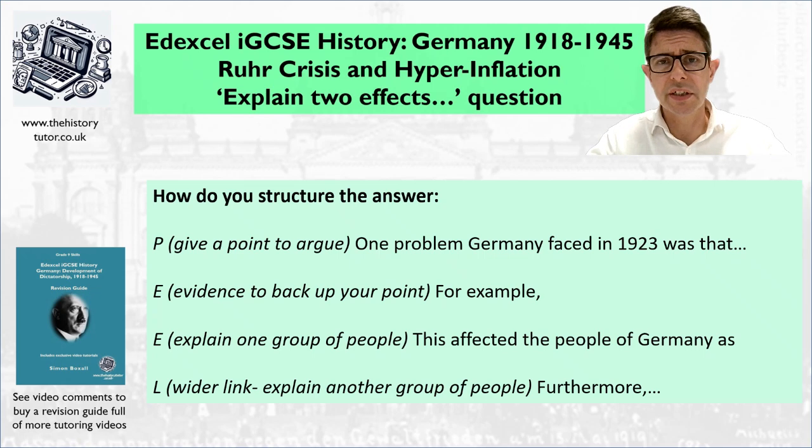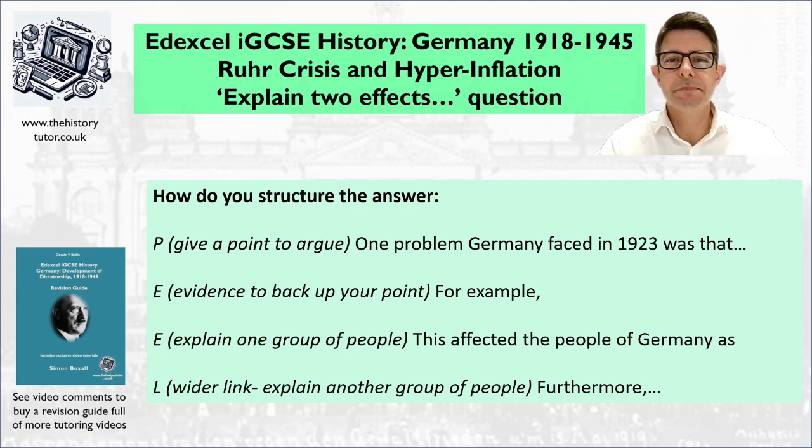We're going to say something like, for example, or for instance, and give a simple bit of evidence about the event. Then we can explain how this impacted a group of people. So, this affected people of Germany as, and then explain the impact. Now, if we've got a second group of people, we want to get towards the top marks, we can then say furthermore and explain the second group of people impacted. So we're really impressing the examiner with our knowledge and explanation skills.